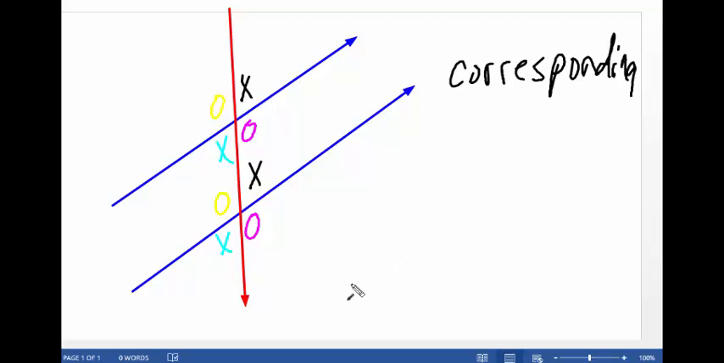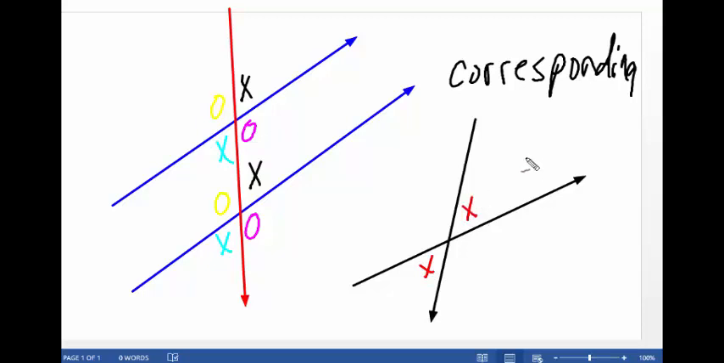So let's pretend we have some intersecting lines here. We will talk about this. These two are vertical angles, and these two are vertical angles as well. So basically a vertical angle is one angle directly across from another.